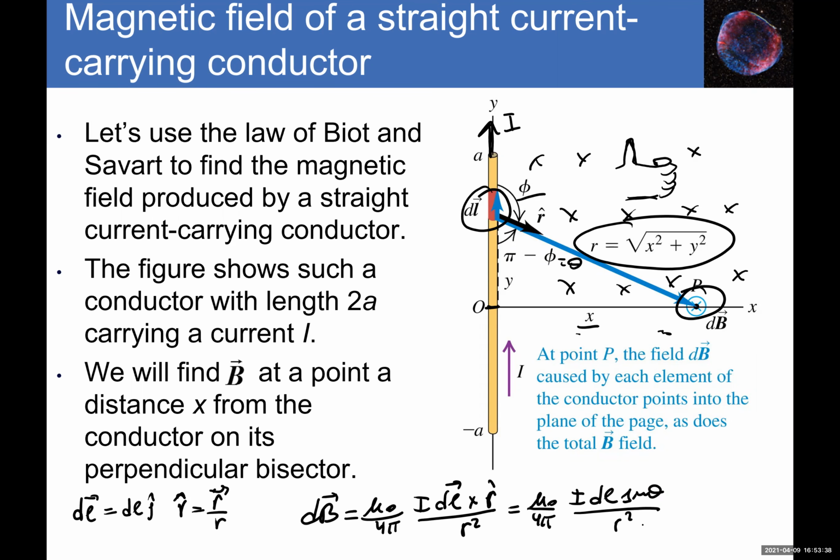All right, from here, this is the current I. Then we're going to see that r is the square root of x squared plus y squared, and if I'm using this angle here as theta, then sine of theta.